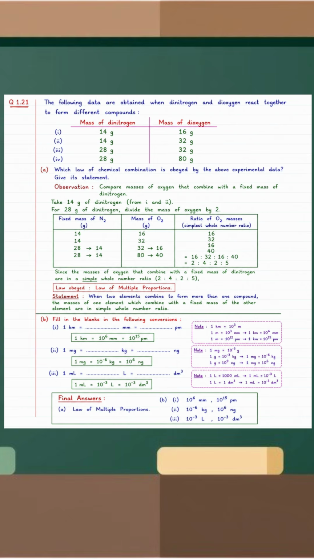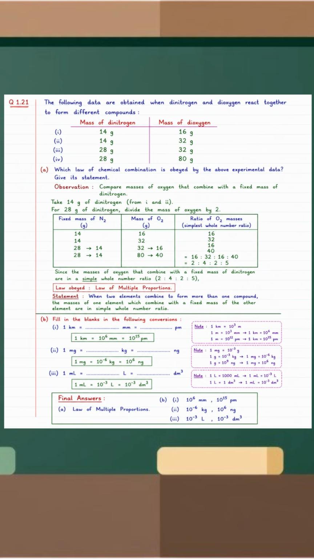Part 1. Convert 1 kilometer into millimeter and picometer. We know, 1 kilometer equals 10 to the power 3 meters, 1 meter equals 10 to the power 3 millimeters. So, 1 kilometer equals 10 to the power 6 millimeters. Also, 1 meter equals 10 to the power 12 picometers. So, 1 kilometer equals 10 to the power 15 picometers.